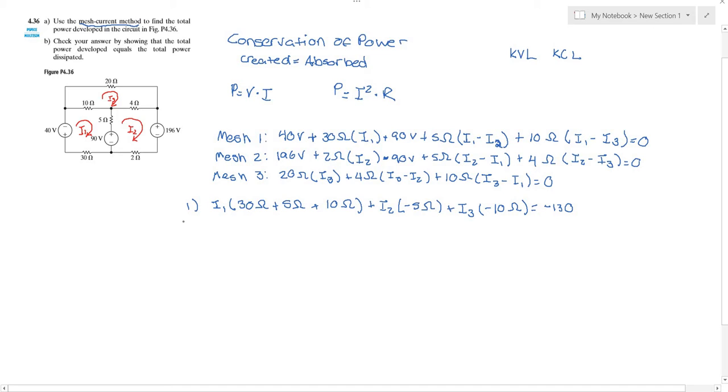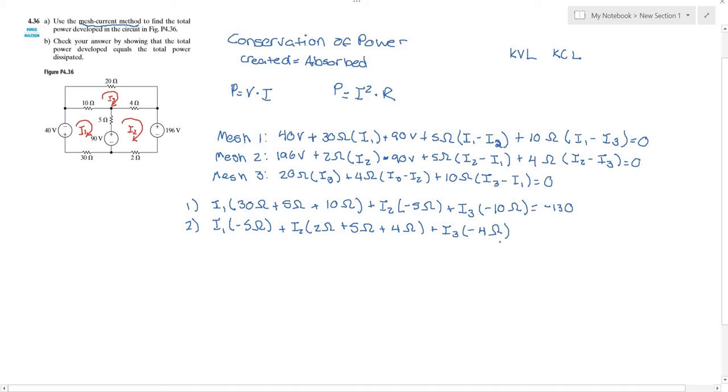Yeah. Okay. So now we're going to do our second mesh. We're going to solve for our second one. So for our second mesh, I'm going to start again with I1. Keep them in order. That's very important if you're going to do the matrix method. So it's going to be negative 5 ohms, right? Plus I2. It's going to be 2 ohms plus 5 ohms plus 4 ohms, plus I3, which is going to be negative 4 ohms, right?